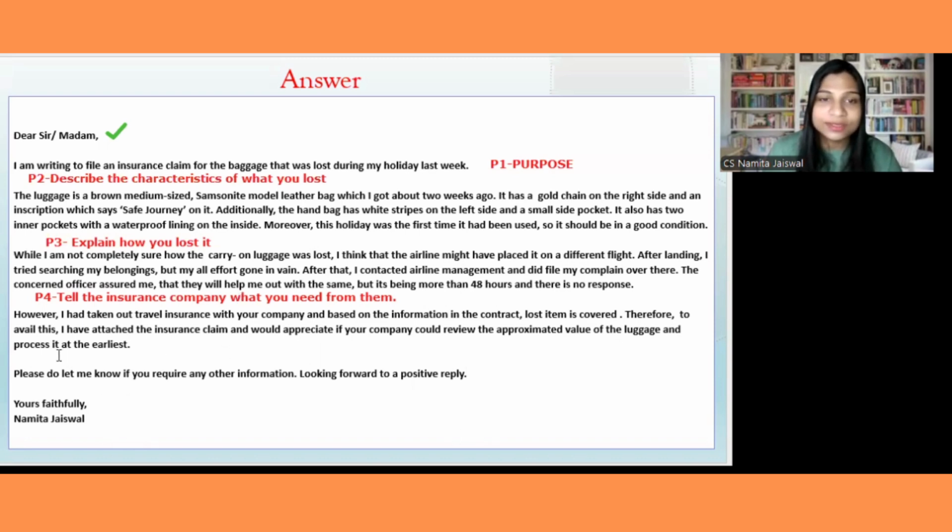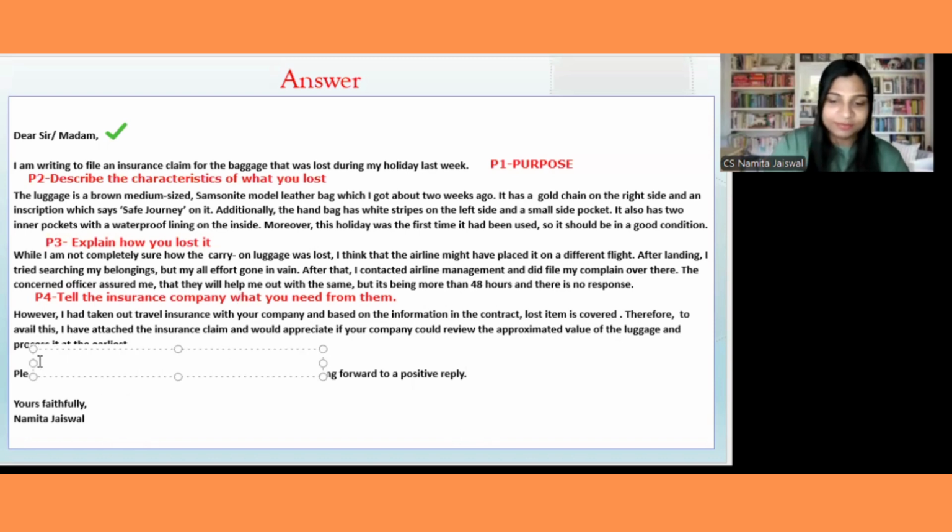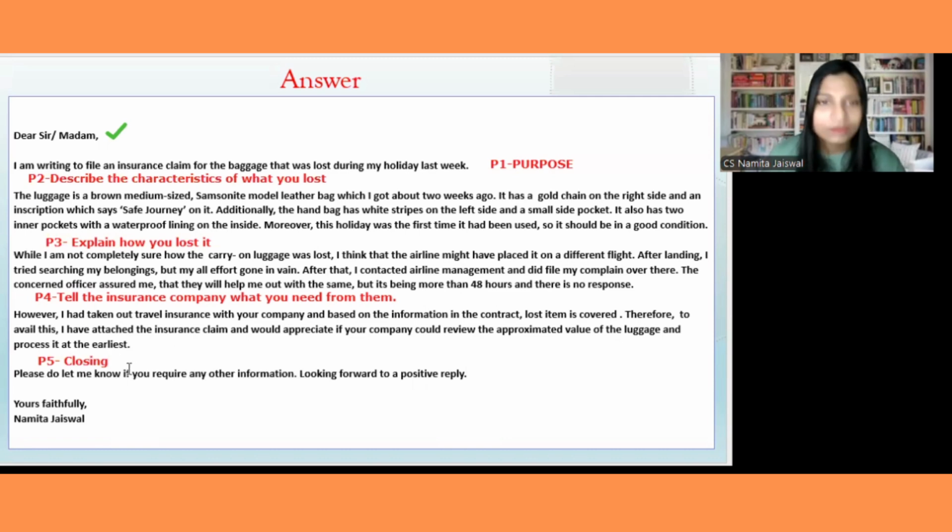Now, the last one here, this is my paragraph 5. This is my closing statement. "Please do let me know if you require any other information. Looking forward to a positive reply." Now, this is yours faithfully. This is your ending information. Yours faithfully, your full name. This is the proper flow of the letter writing, how you need to go ahead.